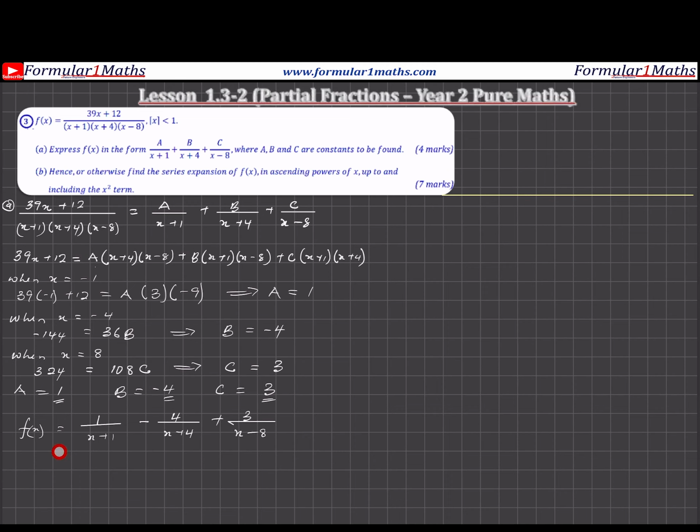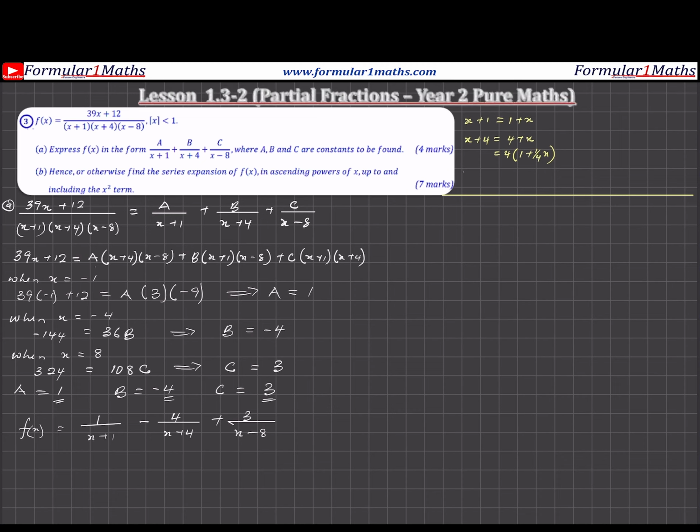So for the expansion in B, I'm going to rewrite these denominators differently as follows. So x plus 1 will be written as 1 plus x. And then x plus 4 will be written as 4 plus x. And then I can factorize the 4 out to get 1 plus 1 over 4x.